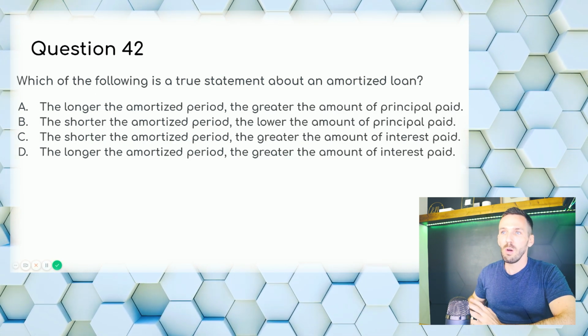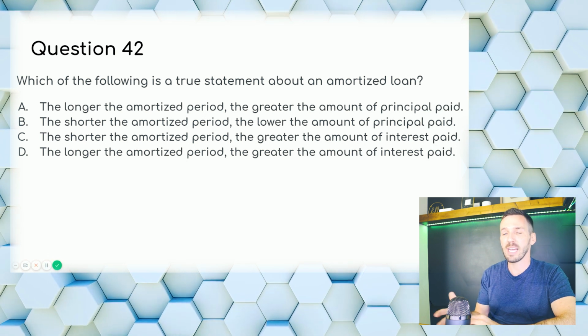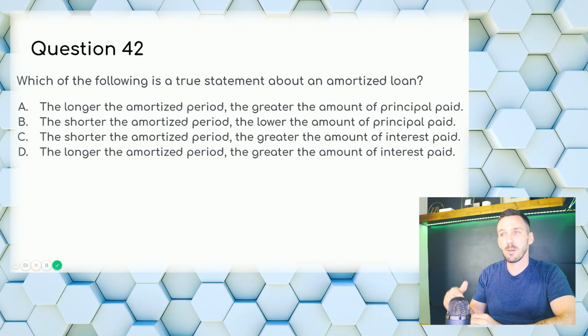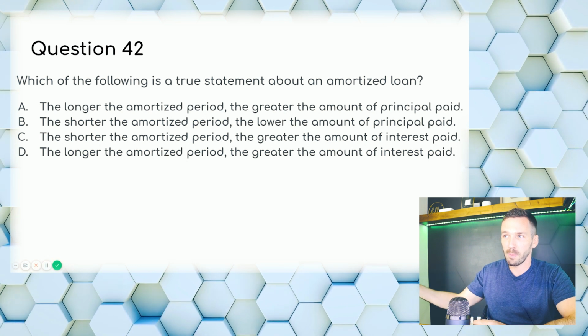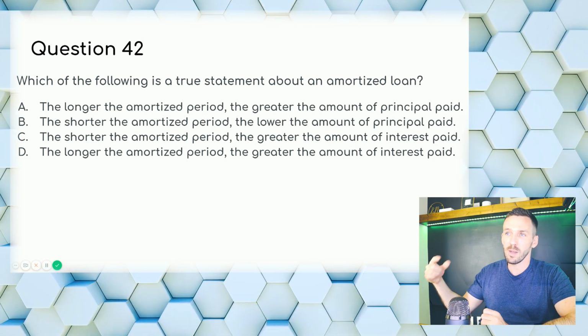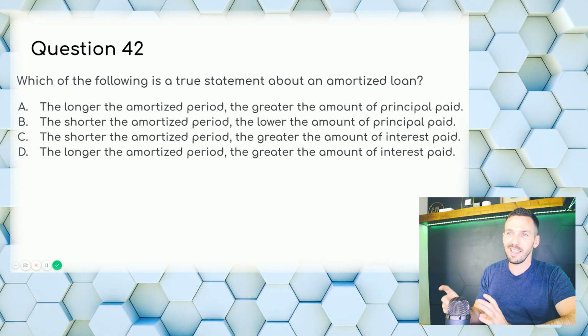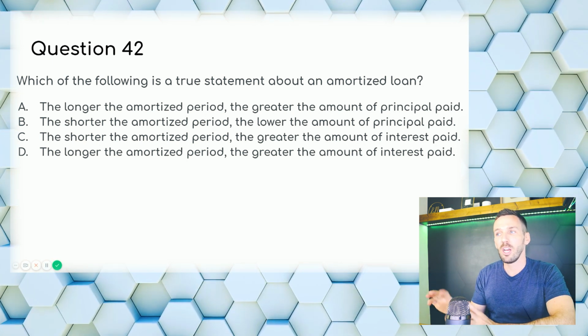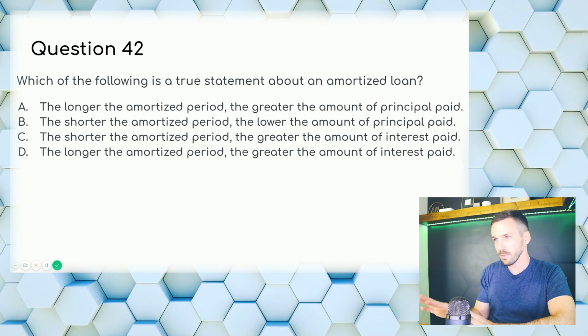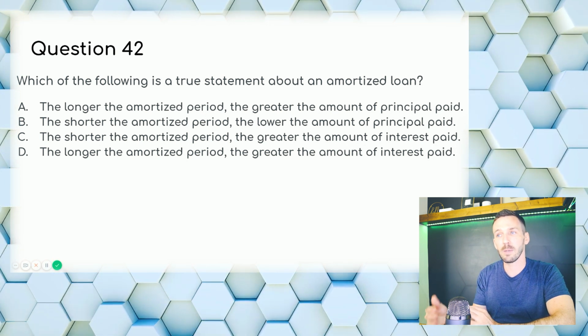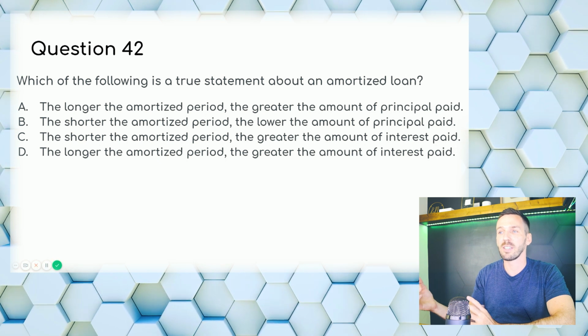Question 42. Which of the following is a true statement about an amortized loan? A, the longer the amortized period, the greater the amount of principal paid. B, the shorter the amortized period, the lower the amount of principal paid. C, the shorter the amortized period, the greater amount of interest paid. Or D, the longer the amortized period, the greater the amount of interest paid.